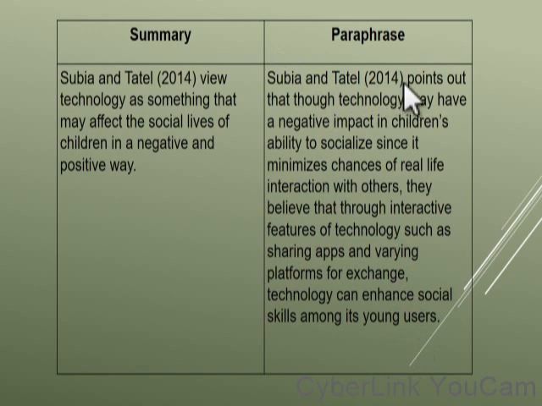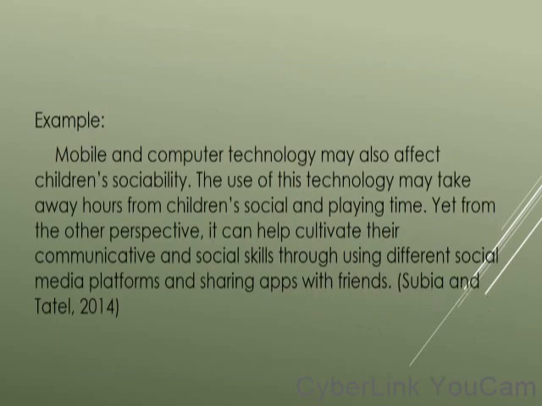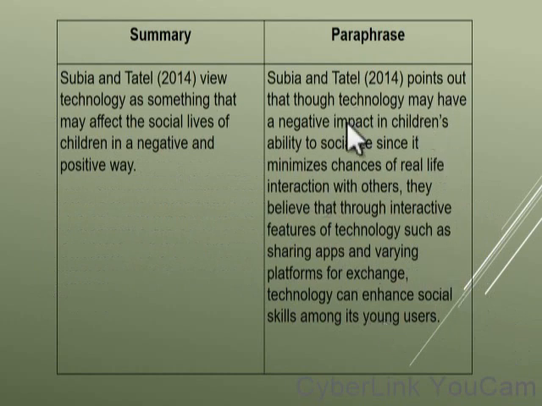Sabia and Tata, 2014, point out that though technology may have a negative impact on children's ability to socialize since it minimizes chances of real-life interaction with others, they believe that through interactive features of technology such as sharing apps and varying platforms for exchange, technology can enhance social skills among its young users. So, everything is paraphrased. But the writer, the one who paraphrased it, mentioned the source. Okay?